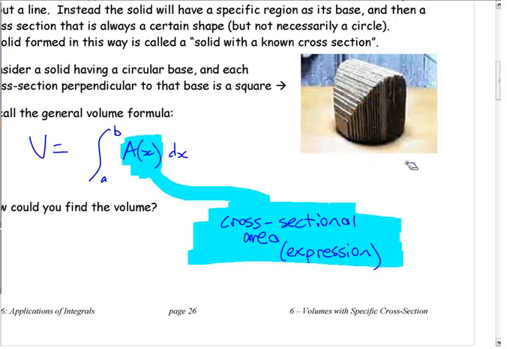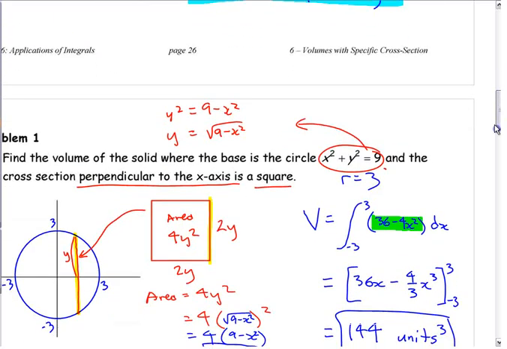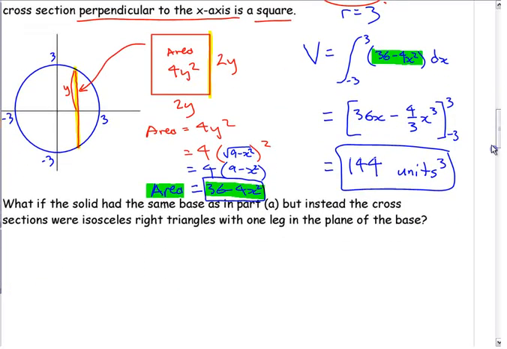But if you know that every single one of them is a triangle, how's the volume going to compare? It's going to be half as much, right? If every single one of them was an isosceles triangle with one leg in the plane of the base, what that means is one leg's there. Isosceles right triangle means the other leg's there like this. Okay, so it's going to be half as much, right?